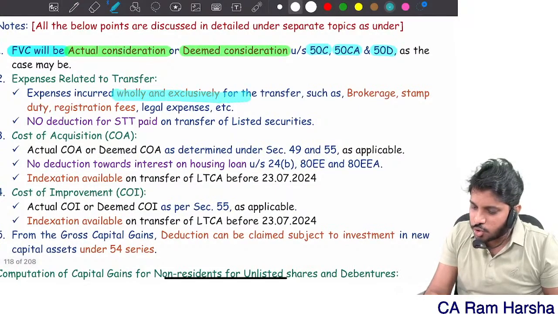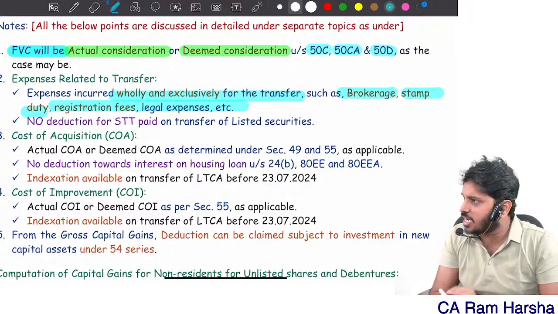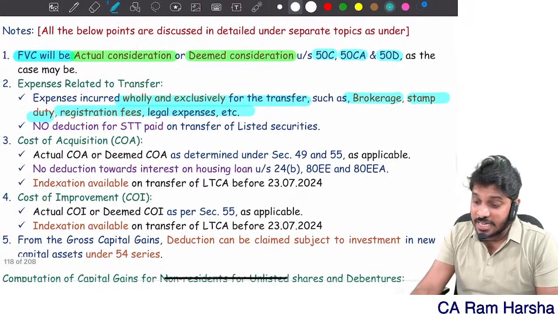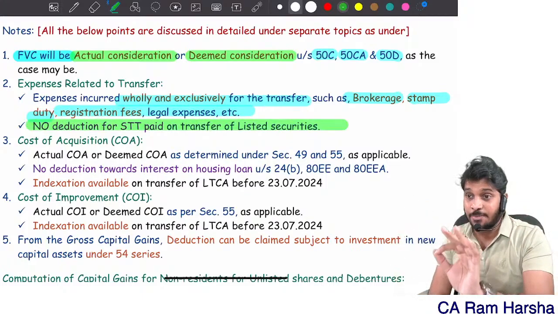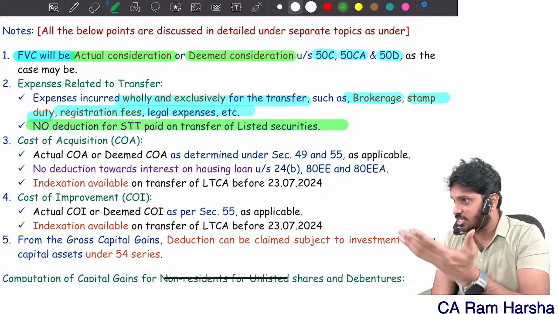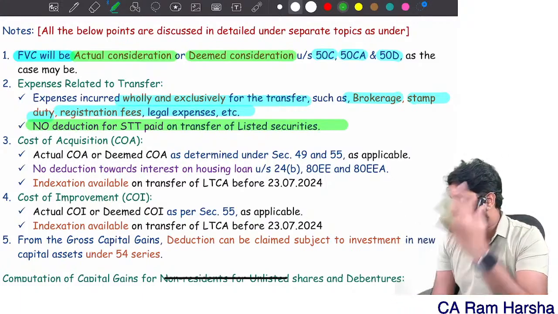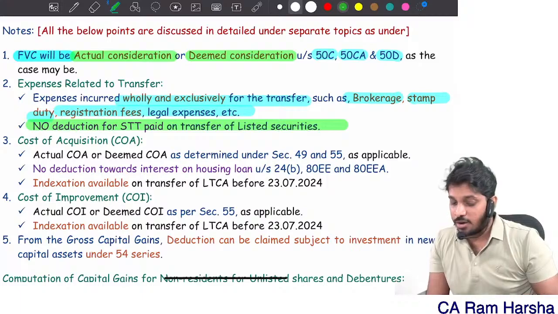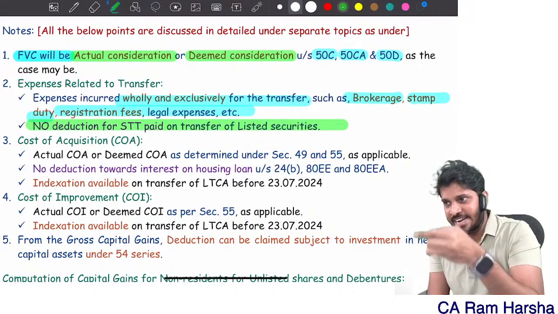Transfer expenses means what? Expenses exclusively related to the sale of that capital asset, like brokerage, stamp duty, registration fee, legal expenses, all that. STT paid will never be treated as transfer expenditure. Suppose you are selling listed shares and STT payment information is given, never consider that. Understood? Once you reduce transfer expenditure from FVC, what you get is net consideration.